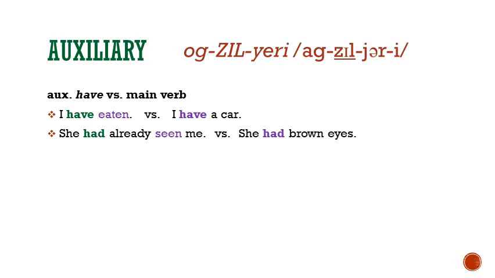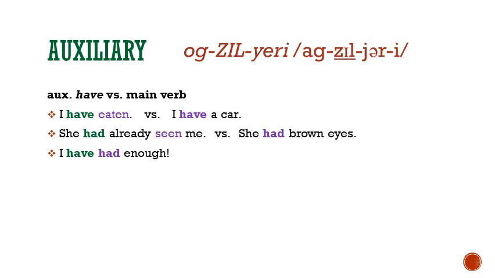Whereas she had already seen me, we have two verbs. We have had and seen. So had is acting as aux, and seen is the main verb. That's the main thing that's happening there, is the act of seeing. So one test is seeing if you can substitute own or possess. Another is asking, is this the only verb in the sentence?